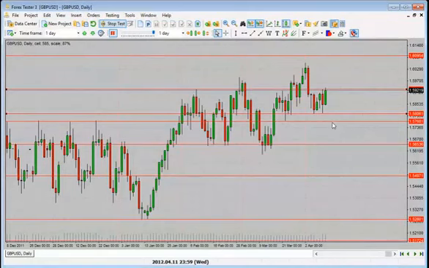Okay, so we are pushing up now, back into the top of the candle here, the top of the range now. Now what? Where do we expect it to go next?